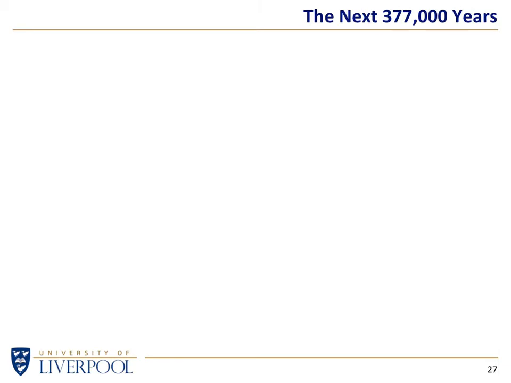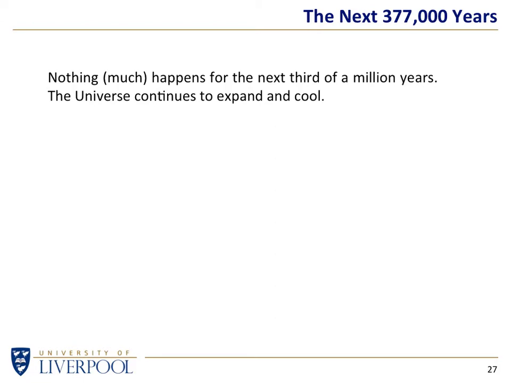3 minutes is all it took. The next 377,000 years were quite boring, because pretty much nothing else happened. For a third of a million years, the universe continues to expand and continues to cool. But effectively, nothing changes. That helium, that hydrogen, that ratio doesn't change. All that happens is the gas cloud, if you like, expands and cools. But something very important happens at 377,000 years.